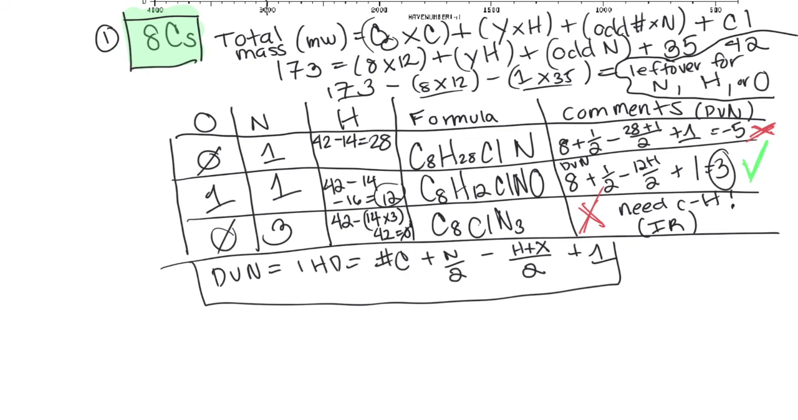So remember, our DUN has to be a whole number. So 0, 1, 2, 3, and it can't be negative.